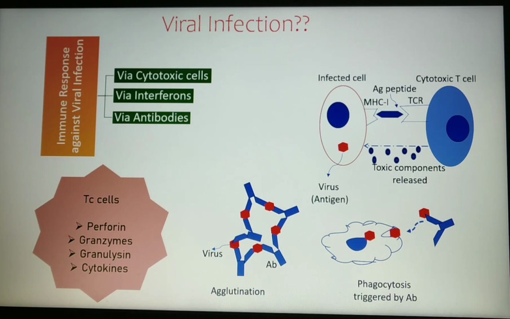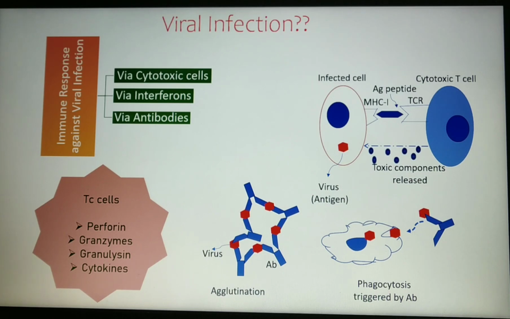Now let's see how immune response occurs via interferons. Interferons are simple proteins produced by infected cells. They prevent virus replication. Interferons act as a signal to the neighboring cells to produce more MHC1 peptide so that the T cells can detect the infected cell locality and eliminate it from the immune system.